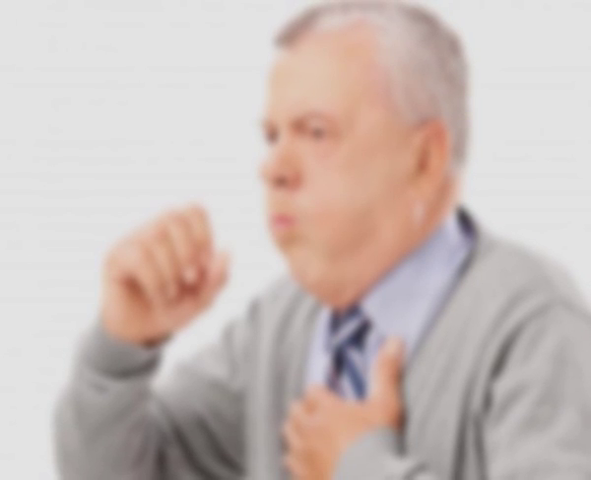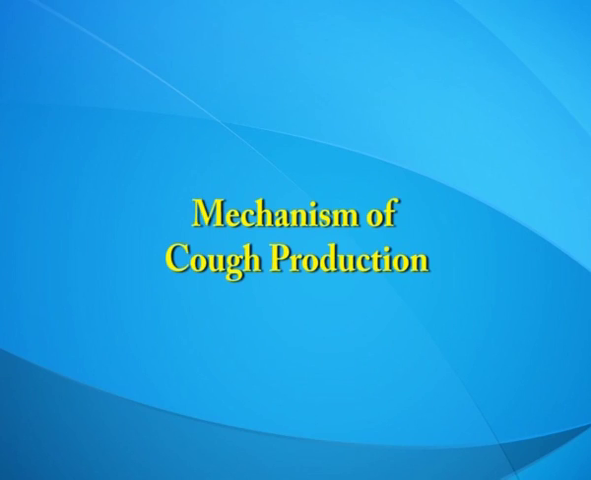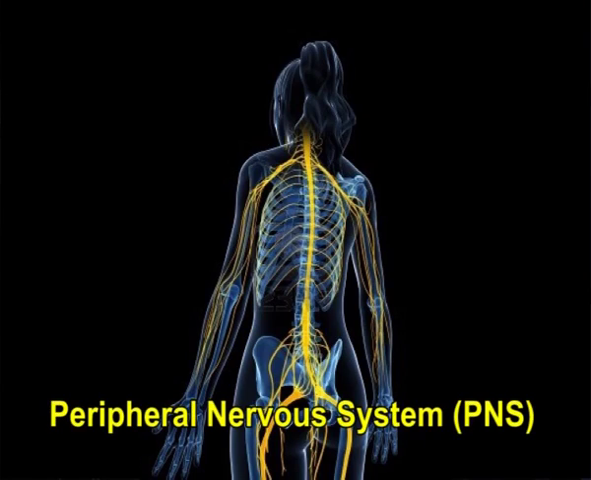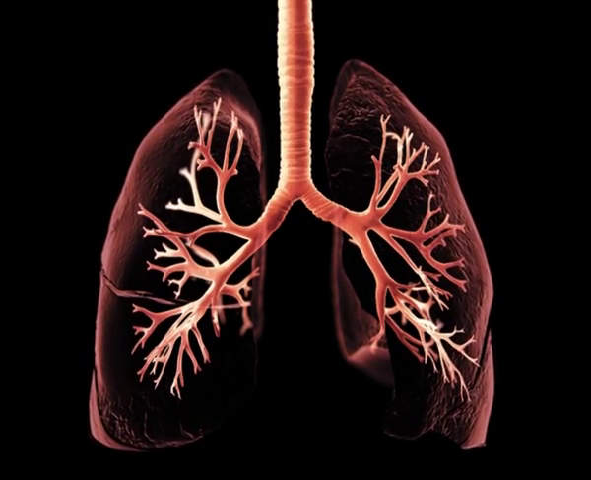Although cough is a valuable physiological function, if it becomes too severe or too frequent, or non-productive with pain and fatigue, then it should be controlled. Mechanism of cough production. The cough reflex is a complex phenomenon involving the central nervous system, that is CNS, the peripheral nervous system, that is PNS, and smooth muscles of the bronchial tree.